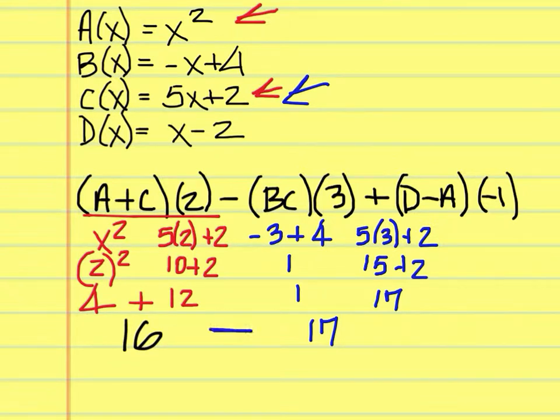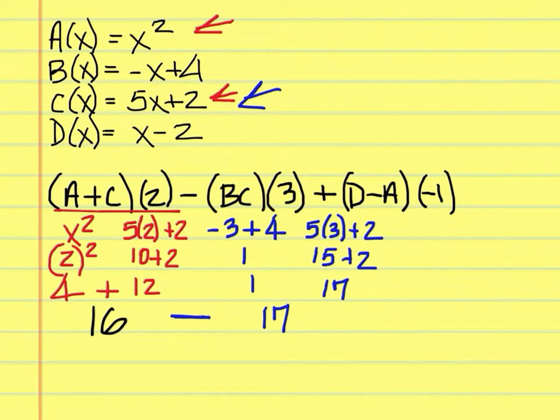And don't forget the operation between the two is minus, because it's given to you in the formula, or in the expression. And then last, we have to move down to this one, d minus a of negative 1. You have to put a negative 1 in for d. So we'll move over here and do that. If I put a negative 1 in for d, I get negative 1 minus 2, which is a negative 3.